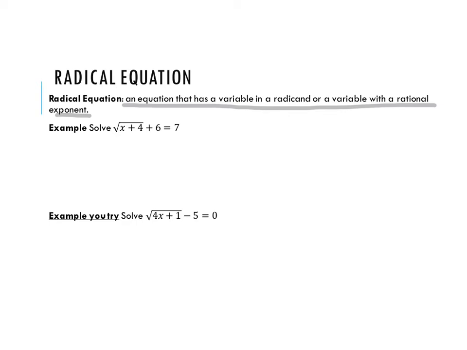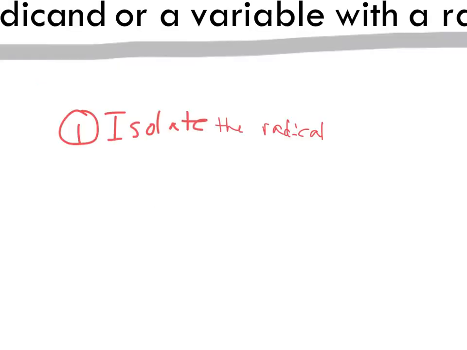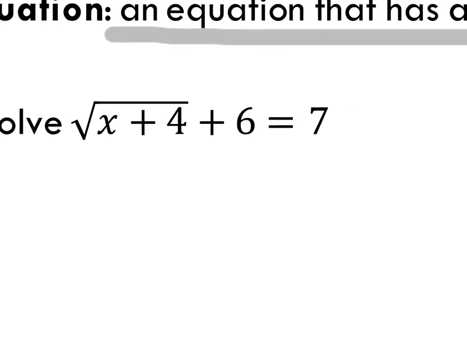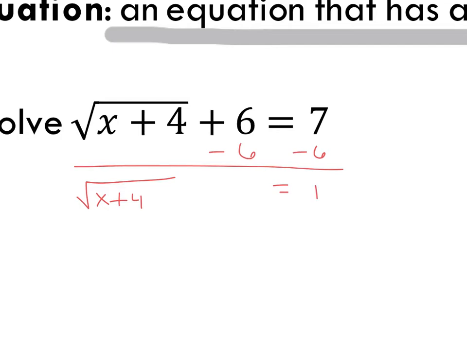So if we look at our first type of problem, we're going to solve the square root of x plus 4, plus 6 equals 7. Our first step is to isolate the radical. So if we go over to isolate our radical, that means we're going to subtract 6 on both sides. And notice we have the square root of x plus 4 equals 1.